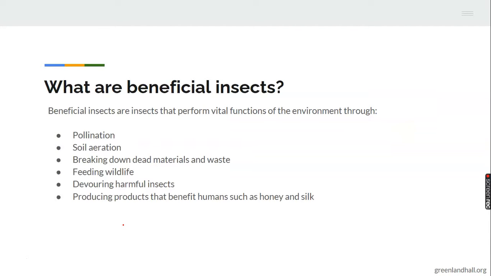Beneficial insects, what are they? They are insects that perform vital functions in the environment through pollination, soil aeration, breaking down dead materials and waste, feeding wildlife, devouring harmful insects, and producing products that benefit humans, such as honey and silk.